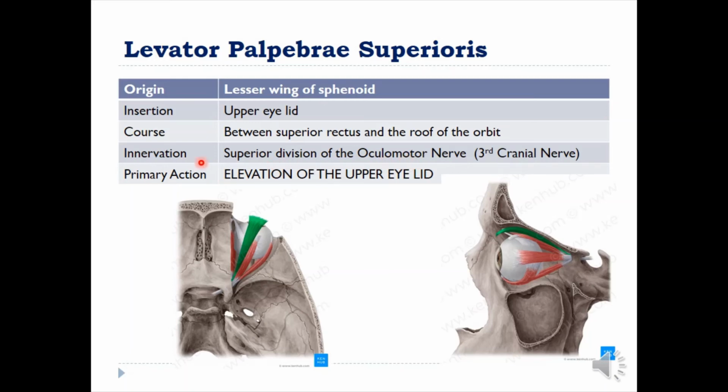What is the action? It has nothing to do with the eyeball. You see, it is not joining the eyeball. So the action is elevating the upper eyelid. So it is only for the eyelid, this muscle.